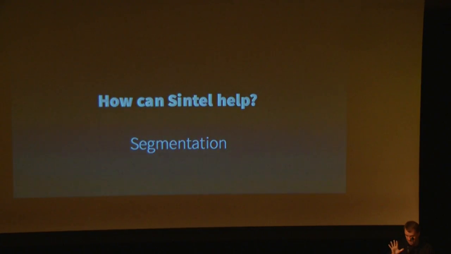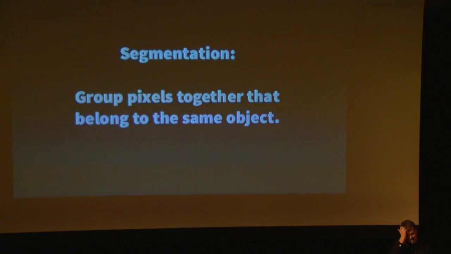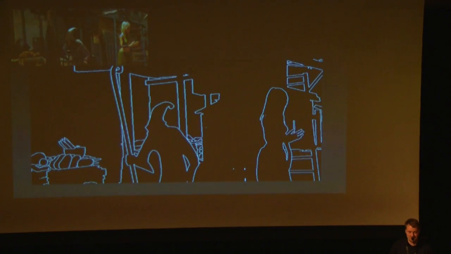Now, optical flow was the largest part. Somewhat smaller was the segmentation issue. Again, to remind you, the segmentation task is to group pixels together that belong to the same object. And so Blender has this convenient pass called object index. Can't we just render that out and use that? Well, here's a result of this.